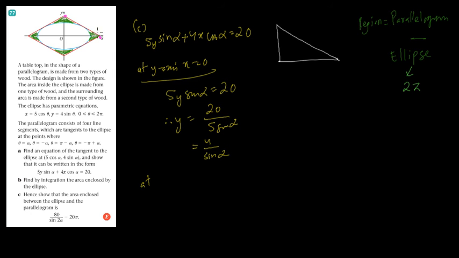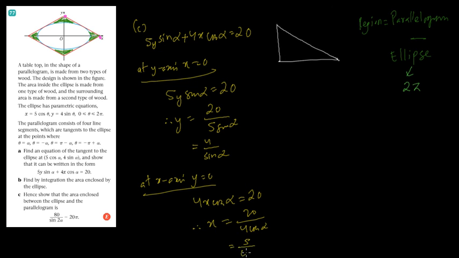Again, now we want to find where does the tangent cut the x-axis. So at x-axis, y equals 0, so we can put y equals 0, this thing becomes 0, so it will be 4x cos alpha equals 20. Therefore x equals 20 divided by 4 cos alpha equals 5 by cos alpha. So now we have the value of x and y, where it cuts the x-axis and y-axis. So if this is the origin and it cuts the x-axis at 5 by cos alpha, and if it cuts the y-axis at 4 by sine alpha, then we can find the area of the triangle here.